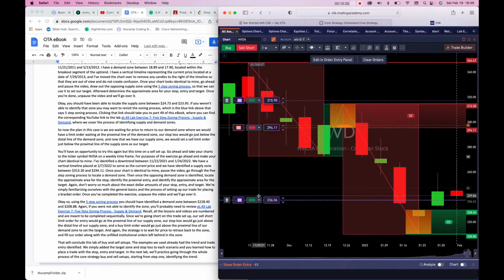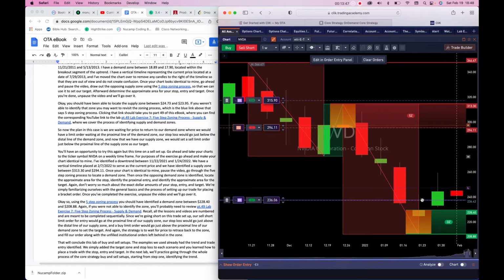And then if the trade does go in our favor, we have a buy limit order placed as our target. And again, we're going to place that target just above the proximal line of our demand zone when we are selling short. Okay? Now that will go ahead and conclude this lab of buy and sell setups.